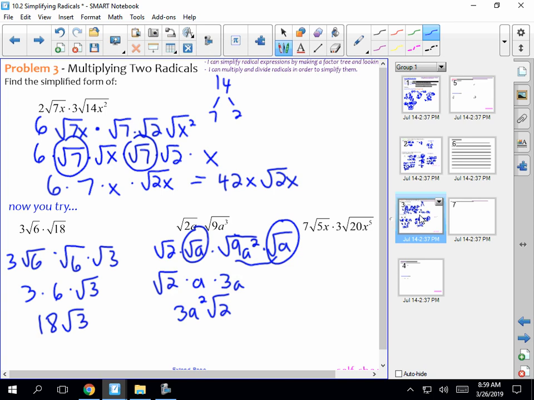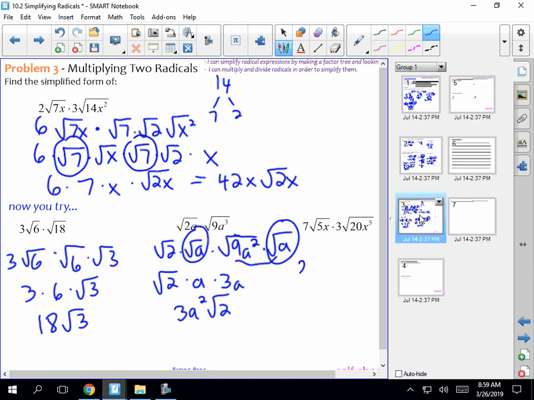Do you see one of these popping out when you multiply? The 5 and the 20, if you multiply those together, you get 100, which is a perfect square. And if you multiply x to the first and x to the fifth together, you get x to the sixth, which is also a perfect square. You with me?